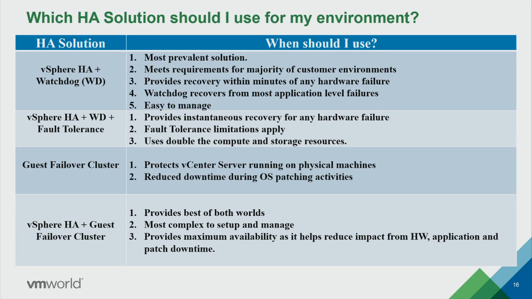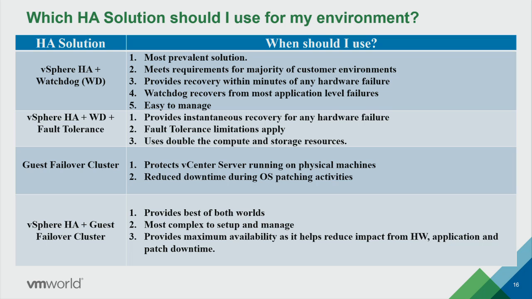So what do customers mainly use, right? If you look at it, for the majority of our customers, vSphere HA does its job. The majority of the failures they see are hardware related. vSphere HA is simple to set up and maintain, and it's very trustworthy. So most customers use vSphere HA. And since Watchdog is there inside the vCenter already protecting all the application level stuff, you have good protection against hardware failures as well as application level failures, right?